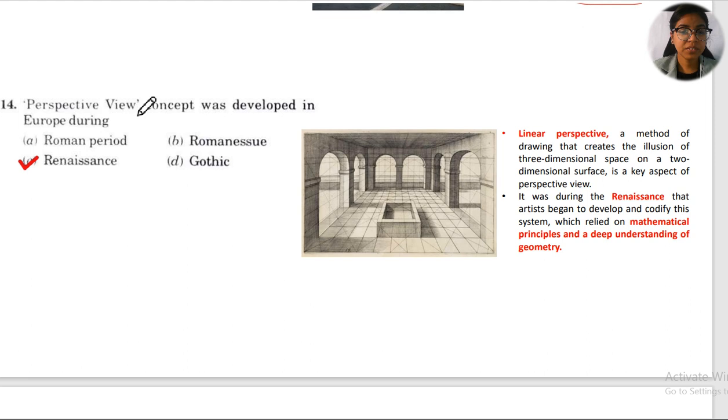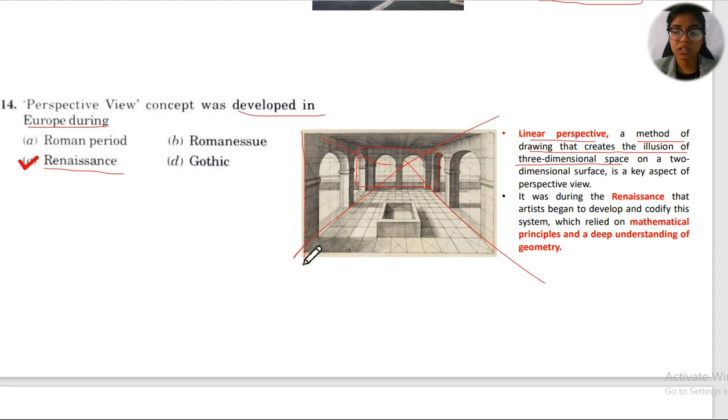Next question we have is, the perspective view concept was developed in Europe during which time period? So it was developed during the Renaissance time period. So what is it? Perspective view. Linear perspective is a method of drawing that creates the illusion of three-dimensional space.